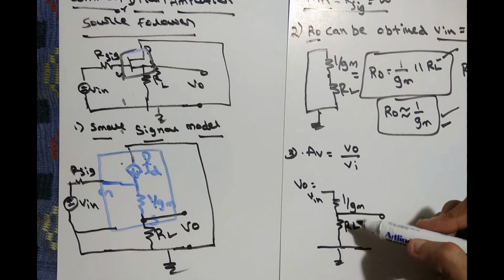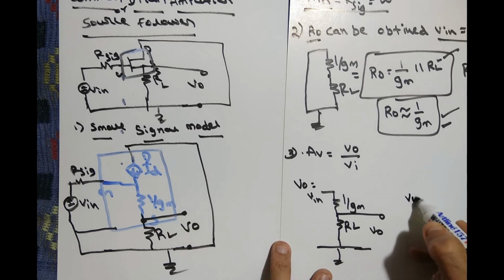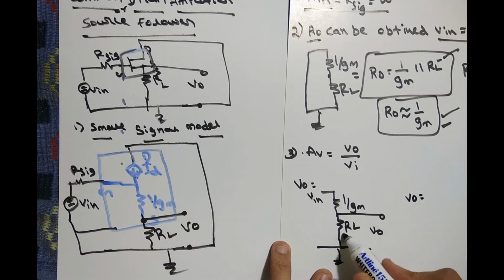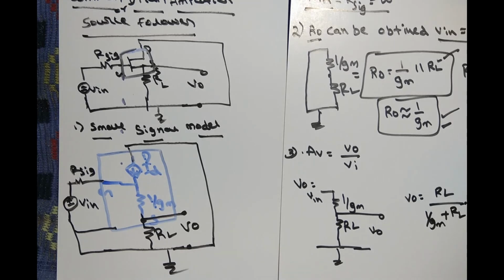Again this circuit looks like a voltage divider bias, so you have to apply the voltage divider rules here. V0 is taken with respect to RL, so take the RL resistance divided by the total resistance, 1 by Gm plus RL, times the given input signal, which is Vin. So this is how we got V0.